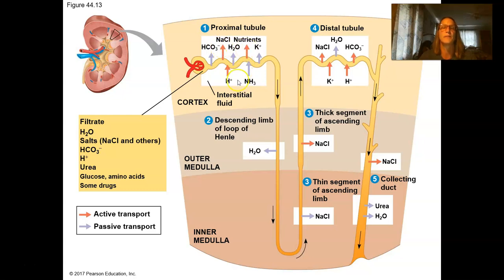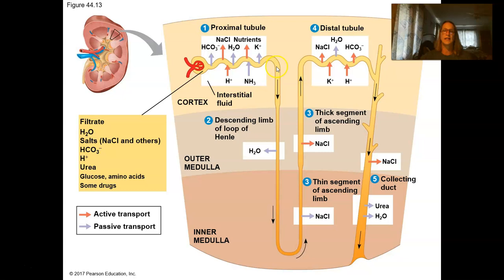In addition, we have the active movement of hydrogen ions from the capillaries into the tubules, and ammonia is actually going to pass into the tubules passively once those hydrogen ions are moved. So the filtrate now, the blood is reclaiming some of the stuff that it wants, particularly salts and nutrients and water.